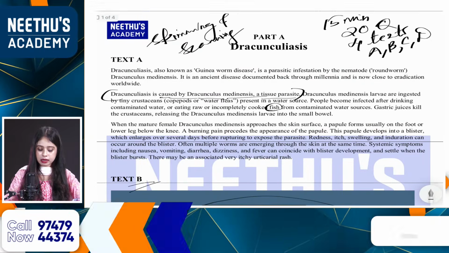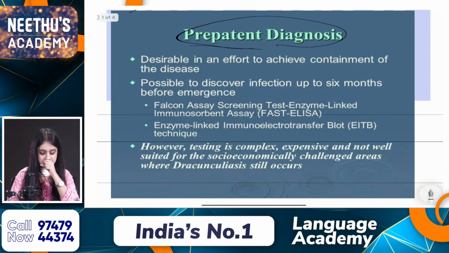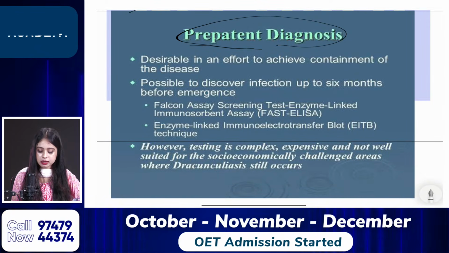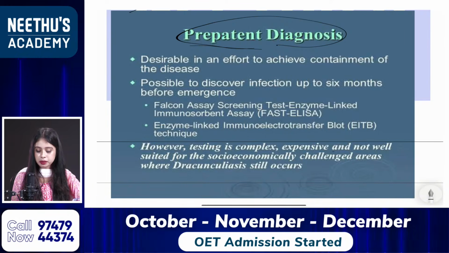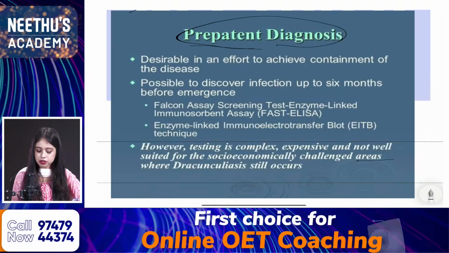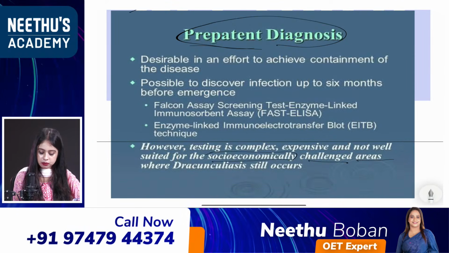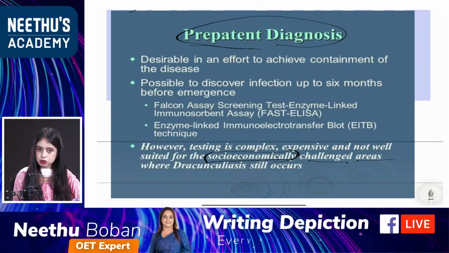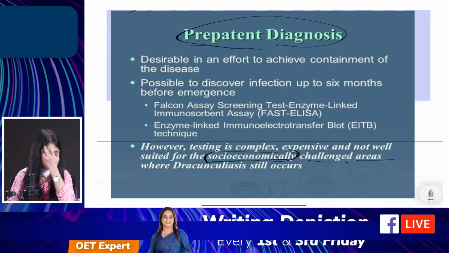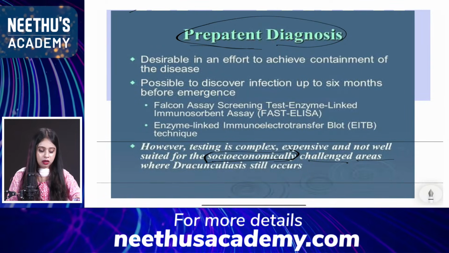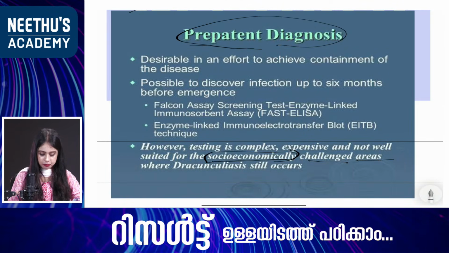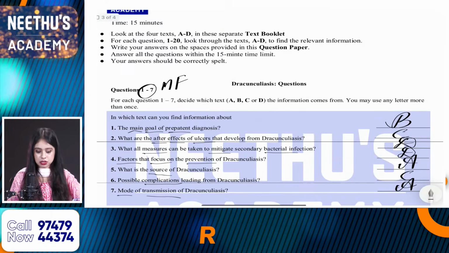And you know the answer is from text B, right? From the last bullet point: however, testing is complex, expensive and not well suited for the socio-economically challenged areas where dracunculitis still occur. So the area is here, the challenge is here. The answer is here. But my question is, is this exactly the answer? Do we write socio-economically? Okay, second one, whatever is mentioned in the text, you can write. Is that so? Okay, but there is a change.